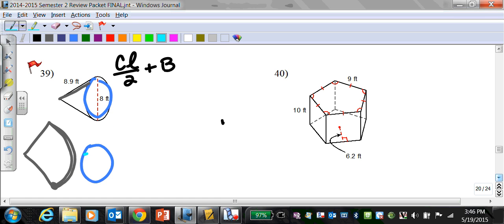Let's start with the easy stuff, this base. Base is a circle. So right underneath base, we write our equation. That's going to be pi r squared. Physically trace your radius. Don't use your eyeballs. Your radius is 4. So that base is going to be 16 pi.